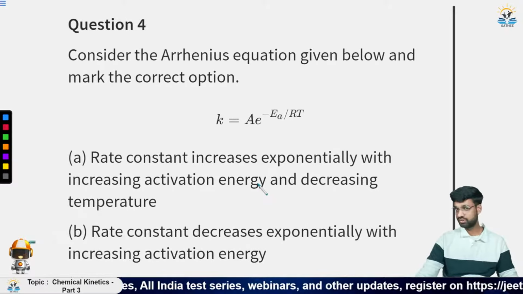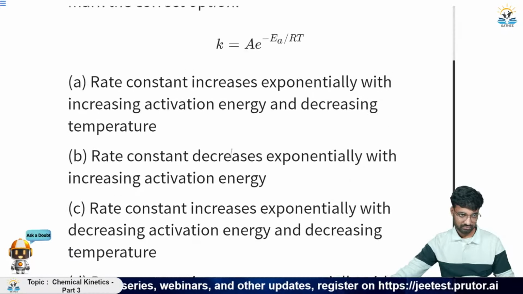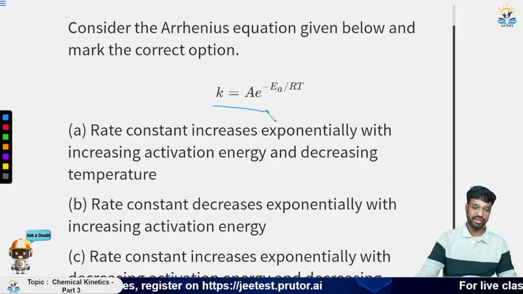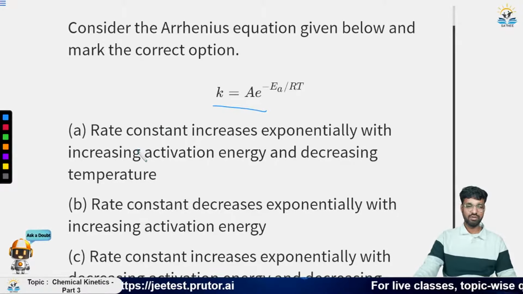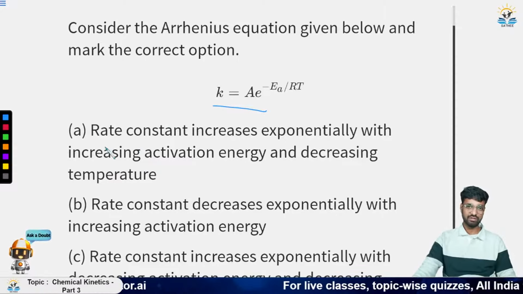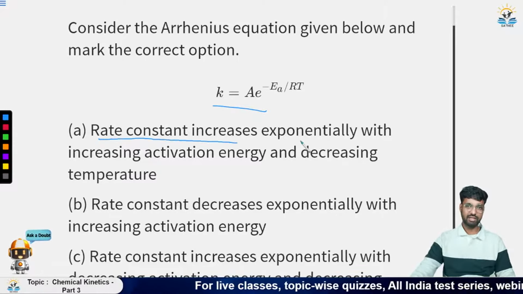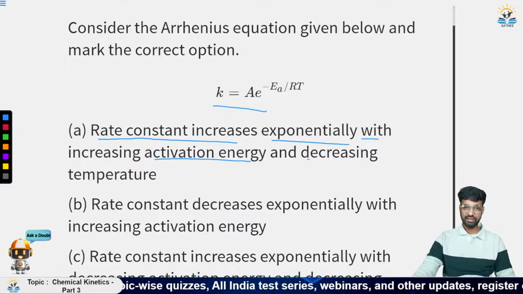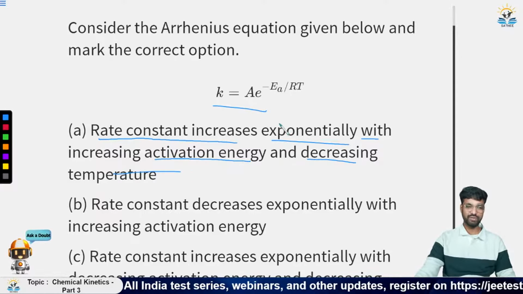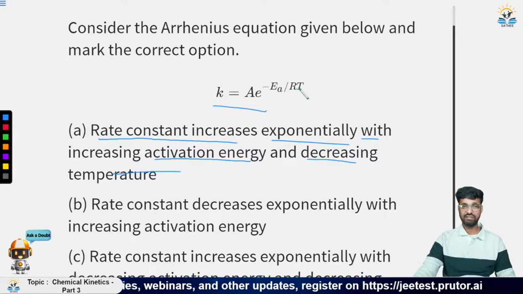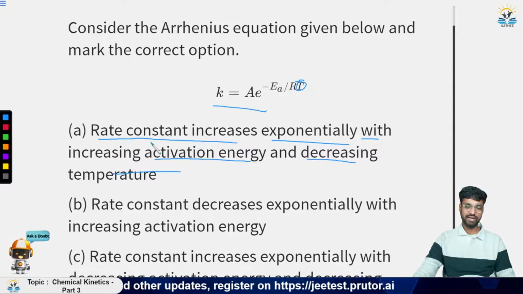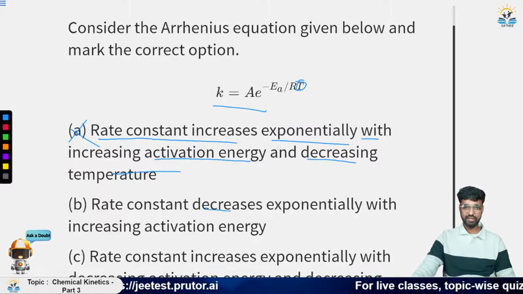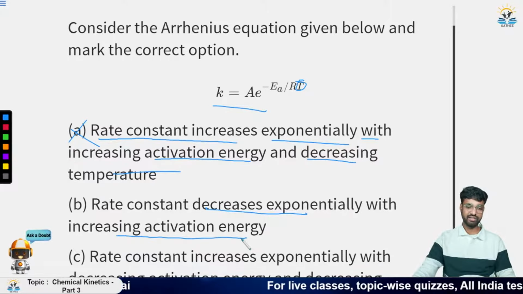Now let us move to our fourth question. It says, consider the Arrhenius equation which is given below, K is equal to A e to the power minus Ea by RT. So what can we infer from this equation? The rate constant increases exponentially with increasing activation energy and decreasing temperature. So it is absolutely wrong. We know very well that as we increase the temperature, the rate constant will increase. So it is wrong. The rate constant decreases exponentially with increasing activation energy.